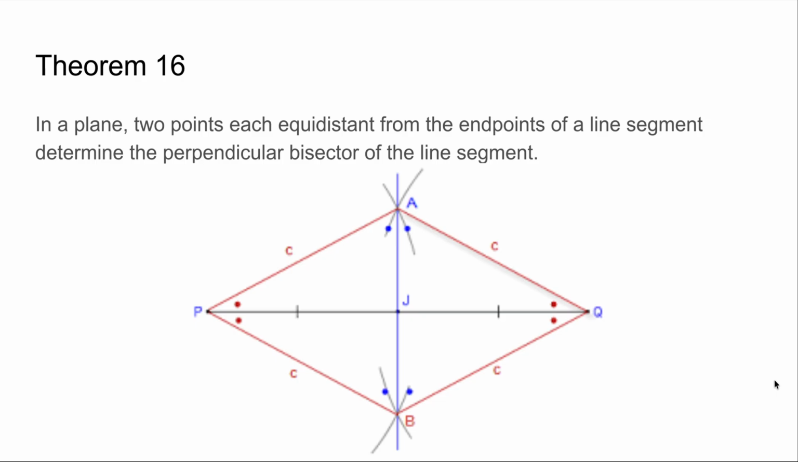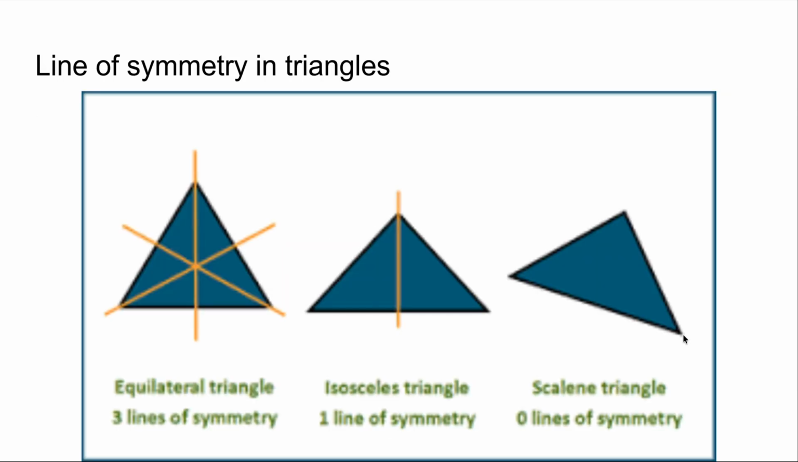Theorem 16 says, in a plane, 2 points, each equidistant from the endpoints of a line segment, determine the perpendicular bisector of a line segment. So if you have a line segment and you make a midpoint and bisect this line segment, these two lines are perpendicular. That's what this theorem says.